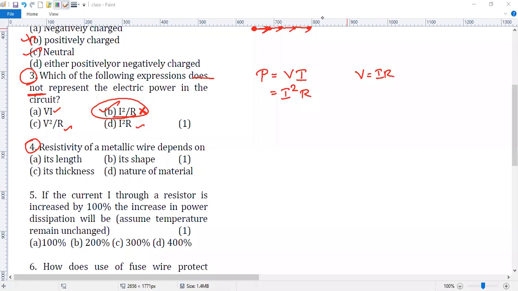What about the fourth one? Resistivity depends on the nature of material. Yes, it depends upon nature of material alone. Ma'am, I wrote both nature of material and its length, ma'am.